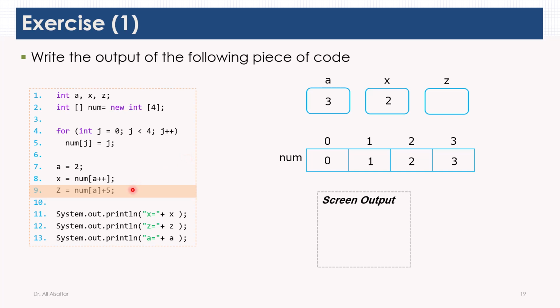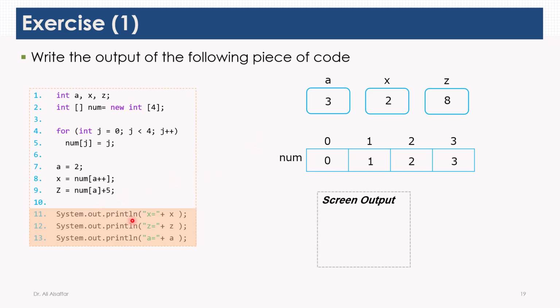In line 9, we are adding 5 to num[a]. A is a 3, so num[3] is a 3. You add 5, it will be 8. So 8 will be saved into z. So the value of z will be equal to 8.